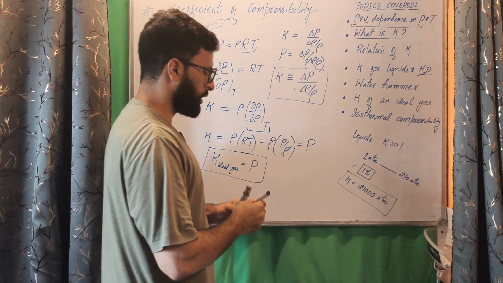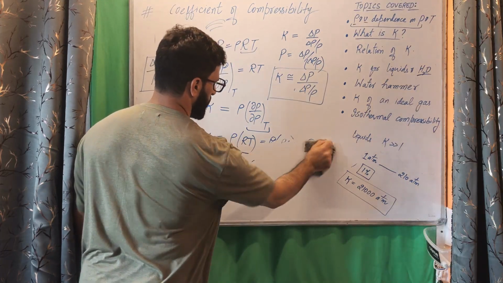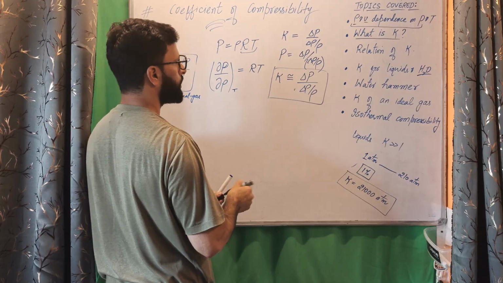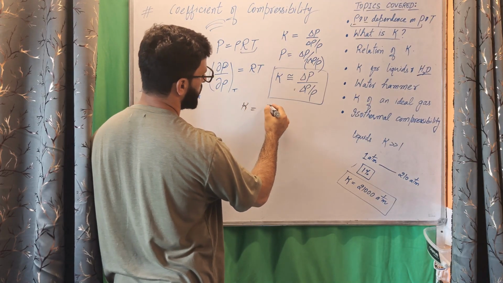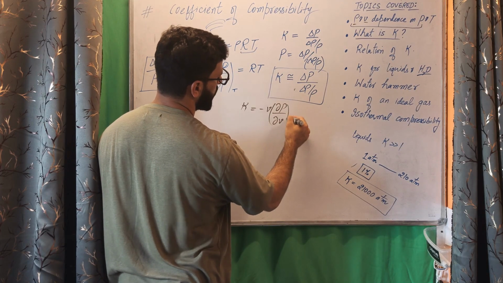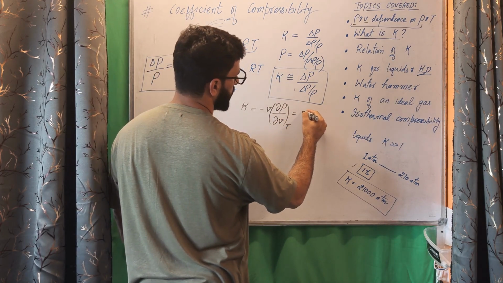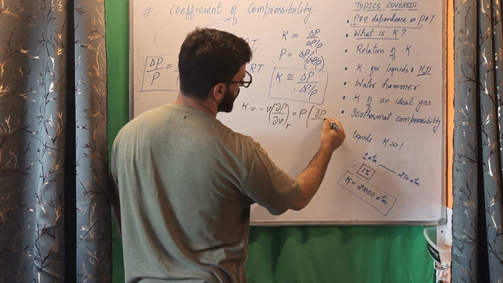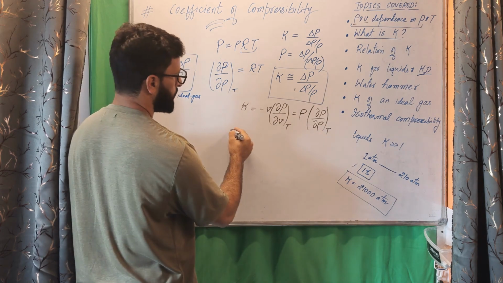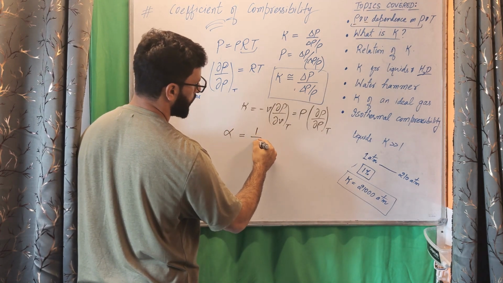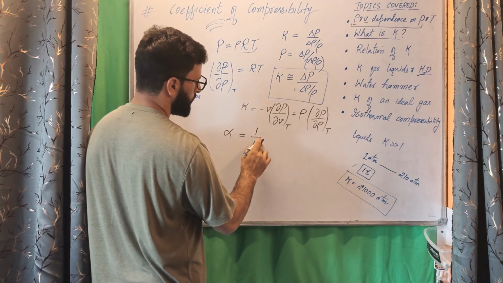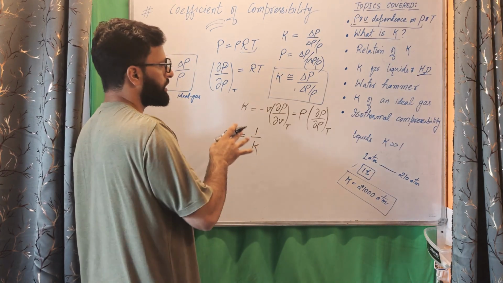Now, last is isothermal compressibility. Isothermal compressibility is nothing but the reciprocal of coefficient of compressibility. Since coefficient of compressibility is negative V dou P by dou V at constant T, or it is rho dou P by dou rho at constant T, isothermal compressibility denoted by alpha is the reciprocal of kappa. We may use kappa, we may use alpha. They are the same thing, except they are reciprocal of each other.